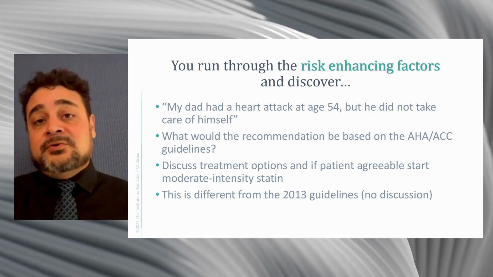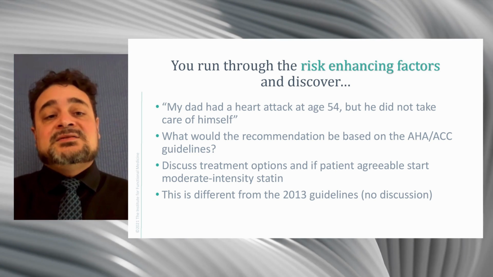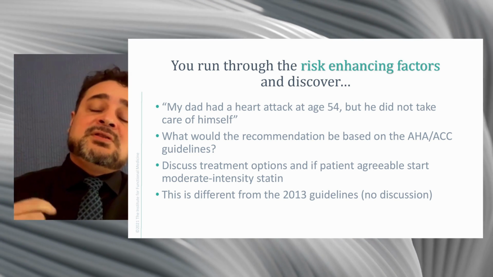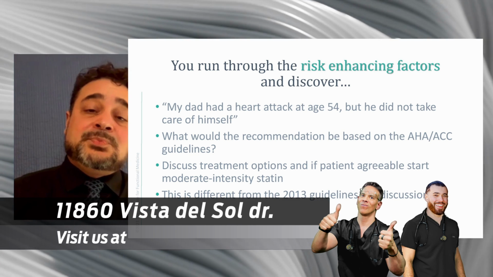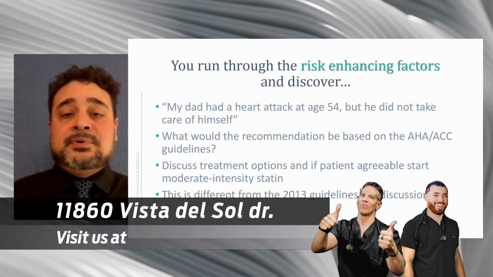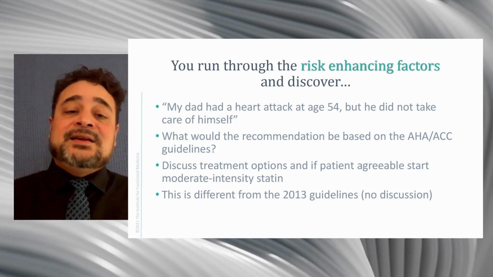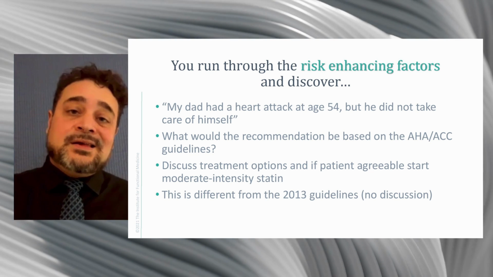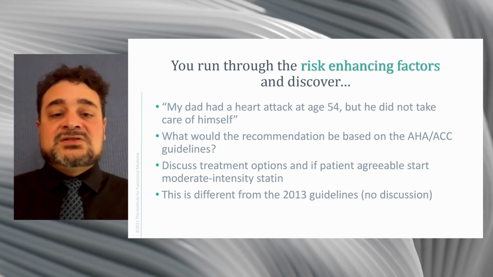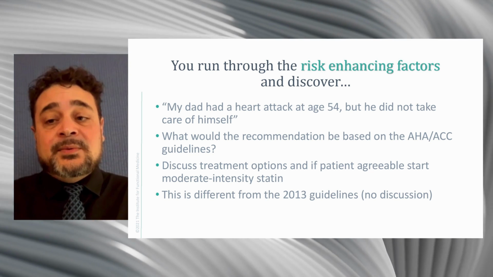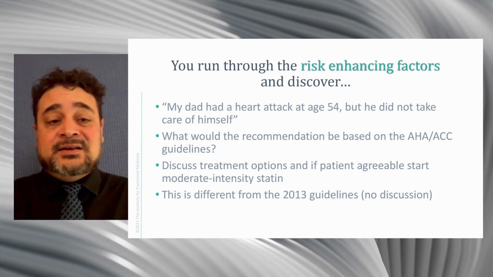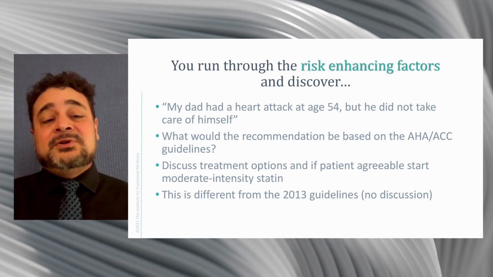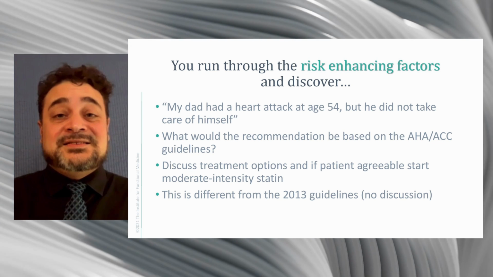Remember the new guidelines, you go over risk enhancing factors, and he says, my dad had a heart attack at age 54. Remember, less than 55 is premature cardiovascular disease. So my dad had a heart attack at 54, but he didn't take care of himself. Obviously, he's taking care of himself. His father didn't. So what would the recommendations be based on the AHA-ACC guidelines? Discuss treatment options, and if he's agreeable, start him on a moderate intensity.